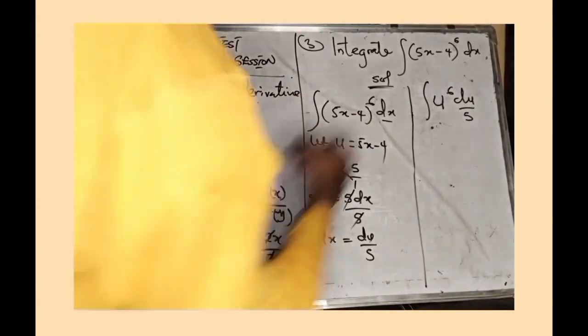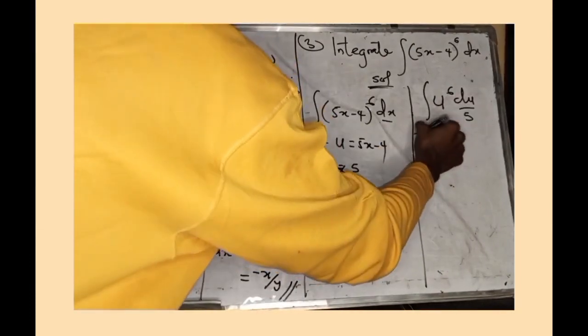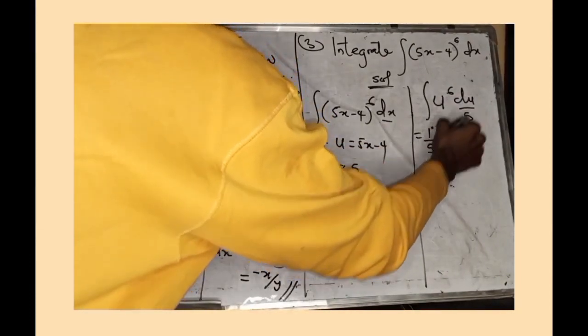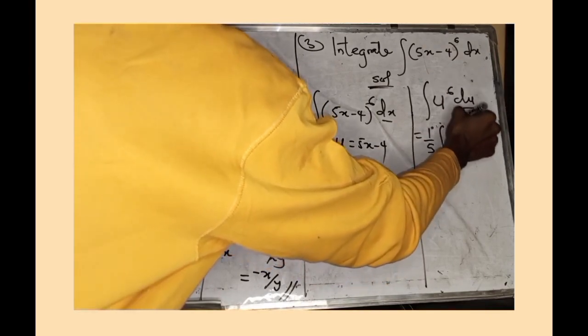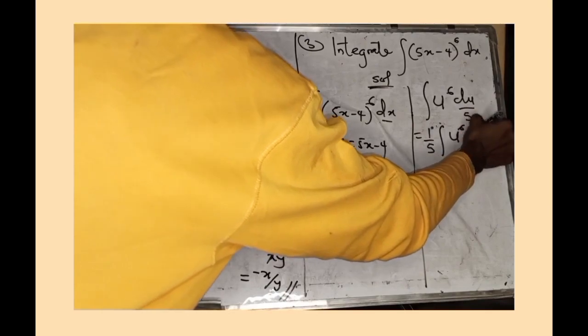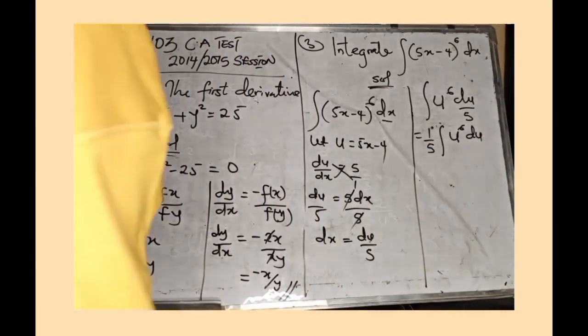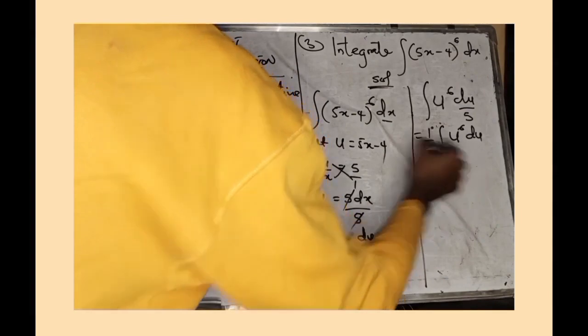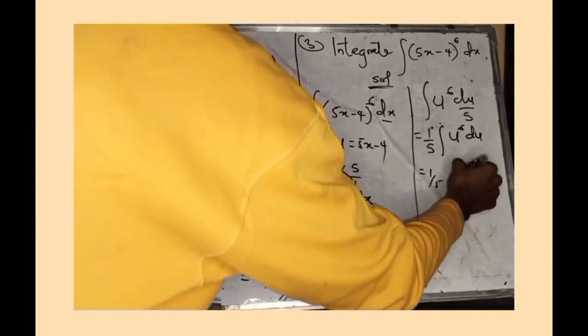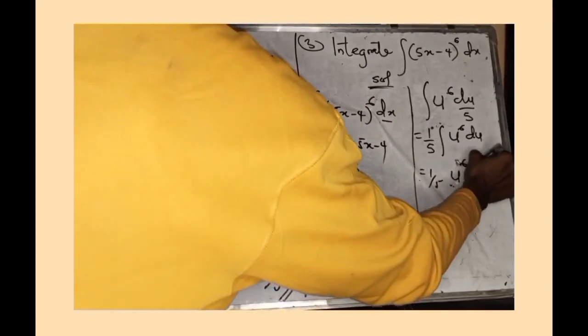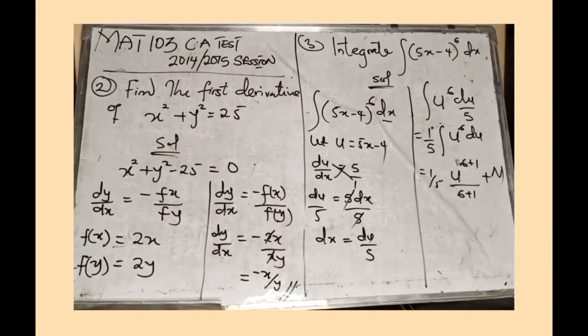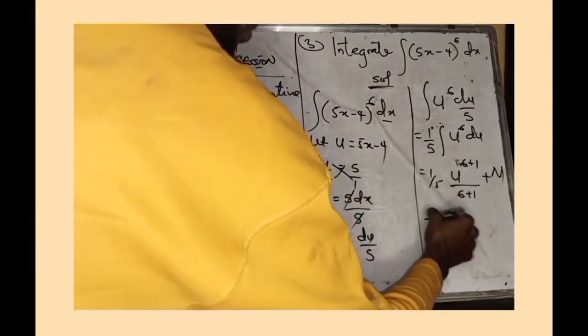Now in this case, I can write this as 1 over 5 factored out, then the integral of u power 6 du. So this will give me 1 over 5. If I integrate this, this will give me u power 7. Let me just break it down. This is 6 plus 1 over 6 plus 1, then plus m. It's a constant, our m there is the constant. Alright, so now I have it to be 1 divided by 5.